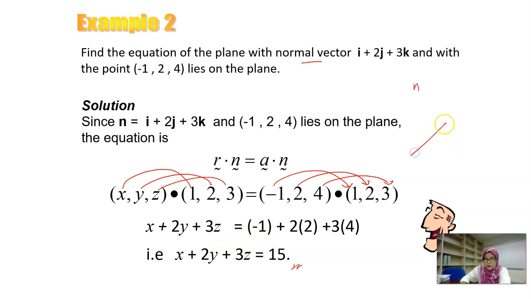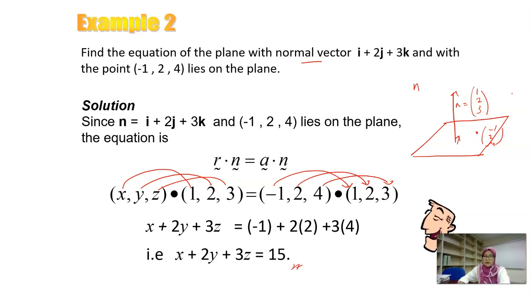In other words, if you sketch the plane, this is your plane, there is one point here, (−1, 2, 4), and you have a normal vector like this. The normal vector is at 90 degrees to the plane, which is (1, 2, 3). So this equation, x + 2y + 3z = 15, is the equation of this plane.